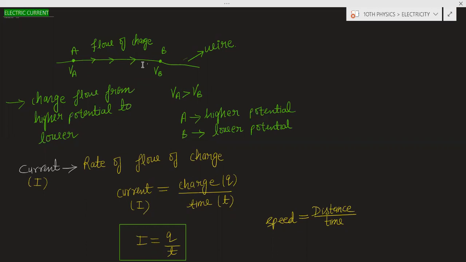So for that purpose, we use a cell or battery. So what is the use of the cell or a battery? Basically, the cell or a battery creates the potential difference, and that potential difference is permanent. Continuous. Permanent means until the battery or the cell is getting discharged.